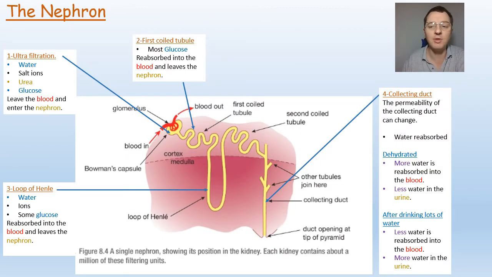So what happens in each of those areas? Well, the first main process that you have to know about is ultrafiltration, which takes place in the glomerulus.